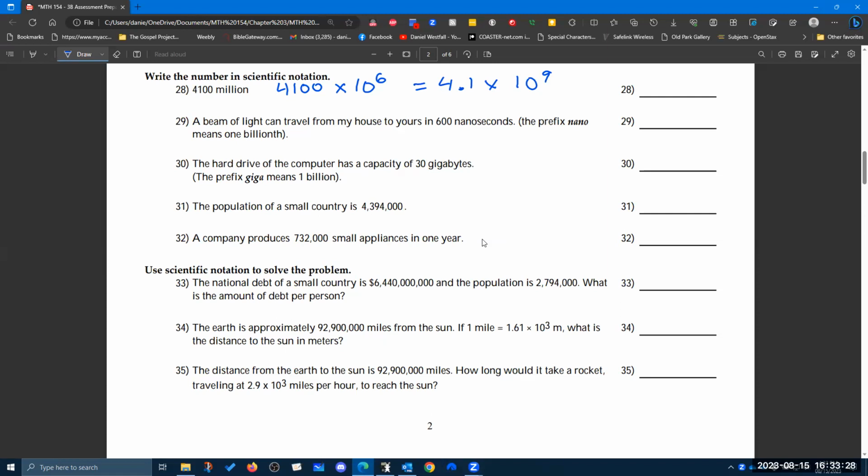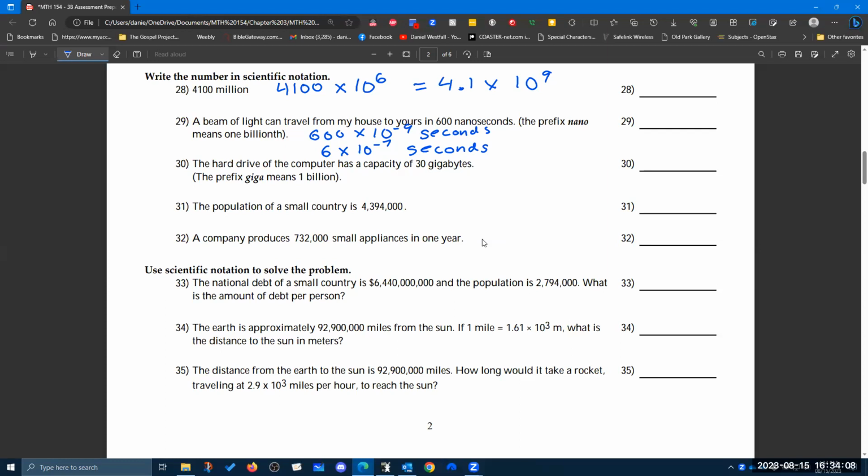So a beam of light can travel from my house to yours in 600 nanoseconds. That's 600 times 10 to the negative ninth seconds. Well, we're going to make that scientific notation, where we move the decimal place back 2 places. 6 times 10 to the negative seventh seconds. This is in the 100 millionths spot, negative 7.